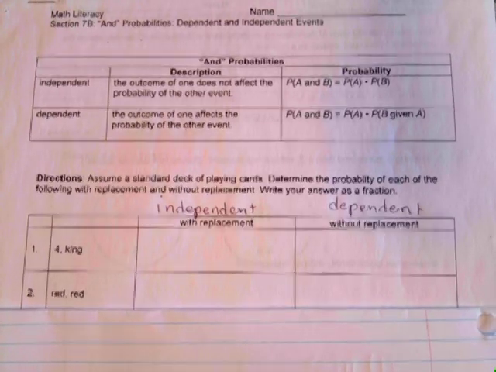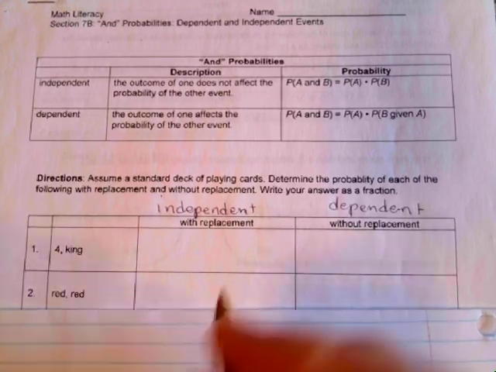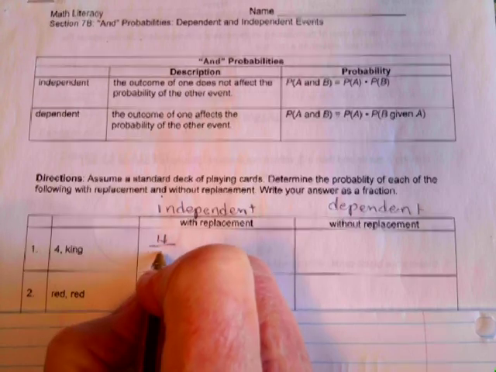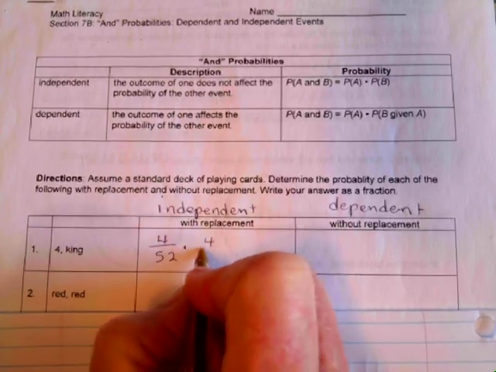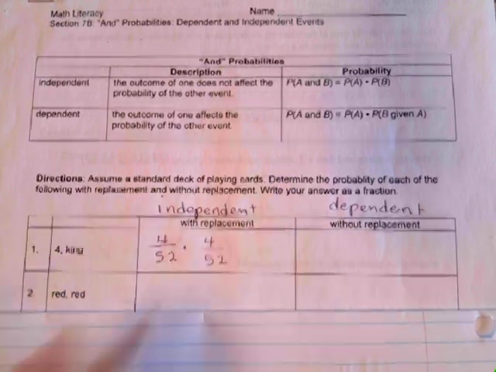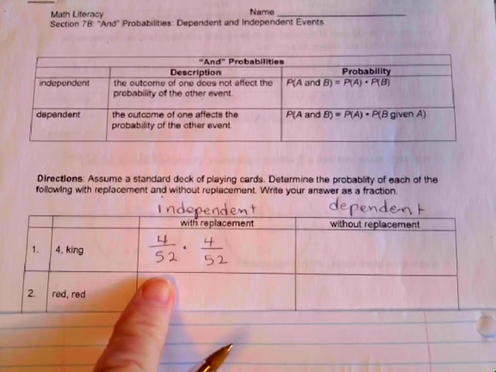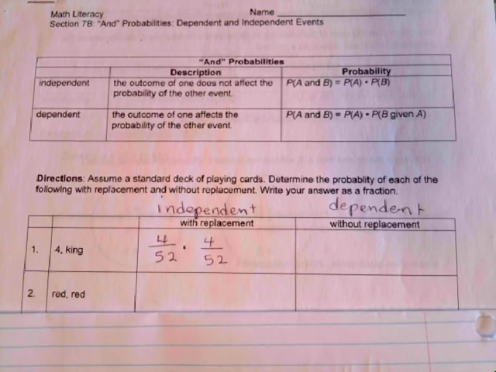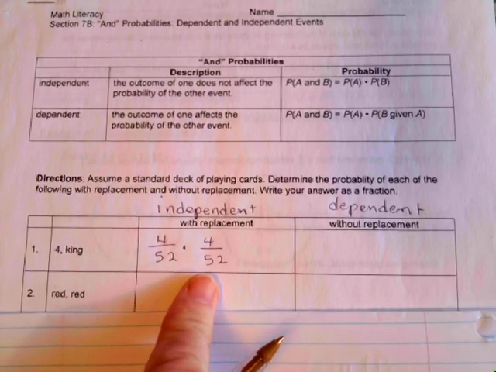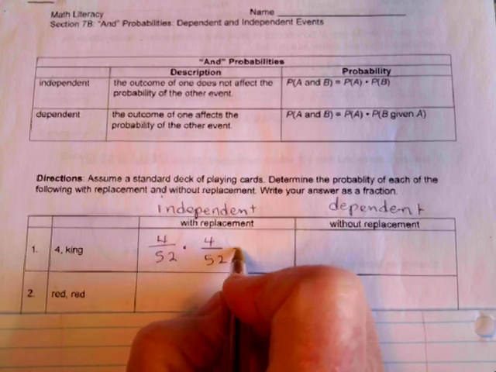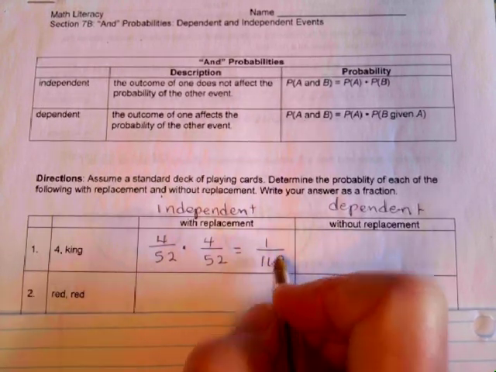What's the probability that you're going to draw a 4 and put it back in the deck of cards and then draw a king? Well, there are 4 4s in that deck of cards. There are 4 kings in that deck of cards. You have 4 chances out of 52 to draw a 4, and the same probability to draw a king. When you multiply these two numbers, you're going to get 1 out of 169.